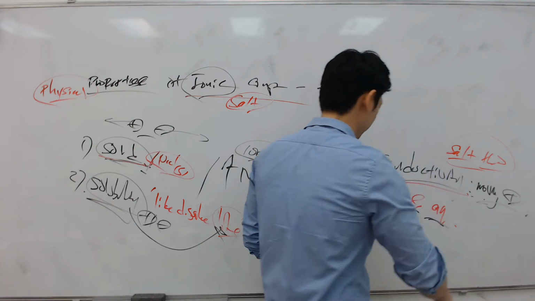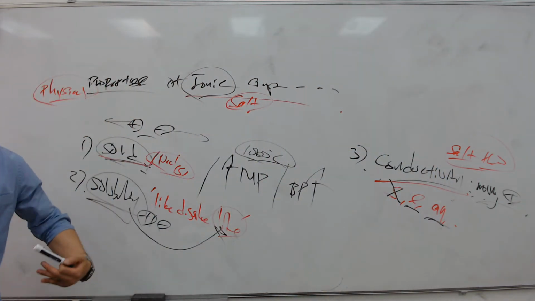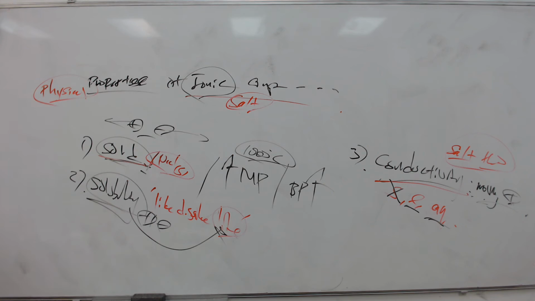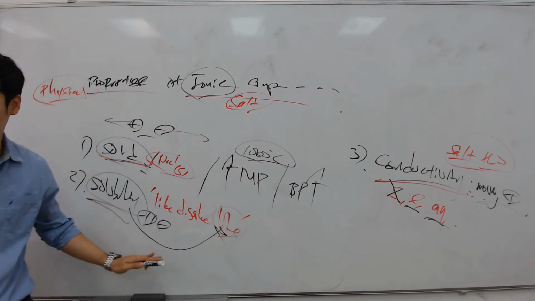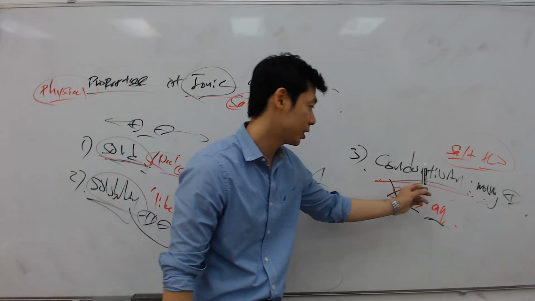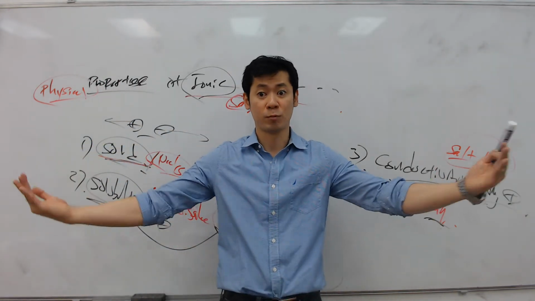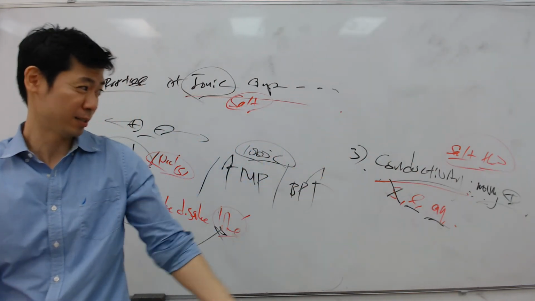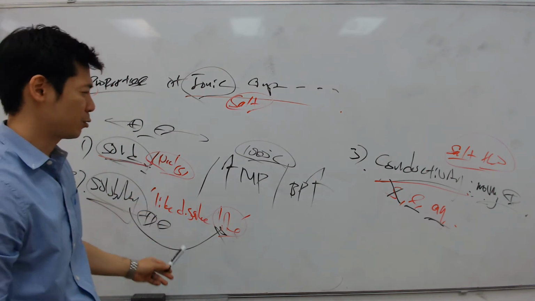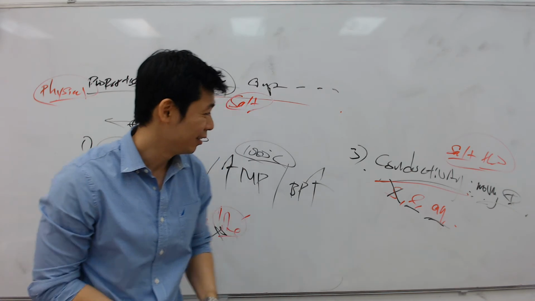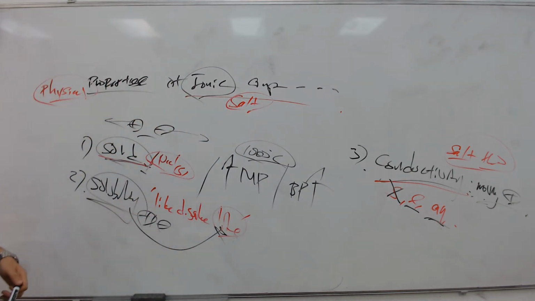A lot of times a question can ask: this substance has a very high melting point, dissociates relatively well in water, and is conductive in the liquid and aqueous phase. Which one is it? You pick an ionic compound. Because those are what we call physical properties.